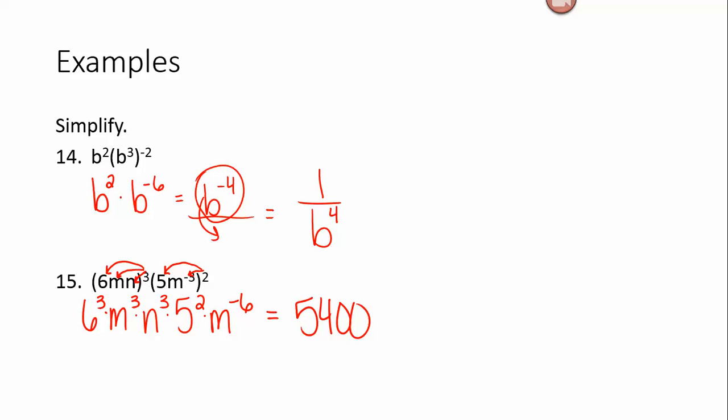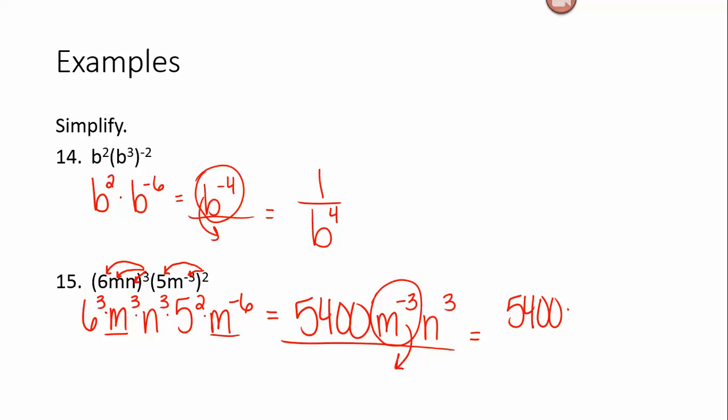Now I need to look at my variables. I have two variables that are like the m's, so I need to add those exponents. 3 plus negative 6, so that's m to the negative third. And then I had an n to the third. Finally, remember, we need to get rid of all negative exponents, so that m with the negative third exponent is moving into the denominator. 5,400 n cubed all over m cubed. There's your final answer.